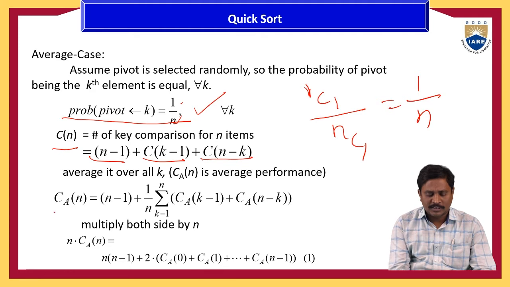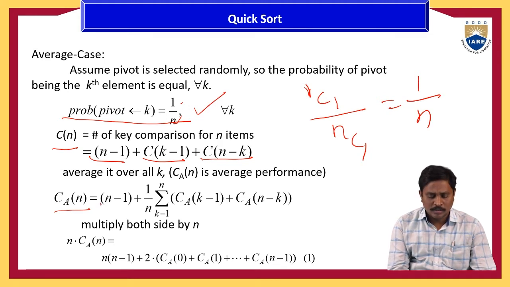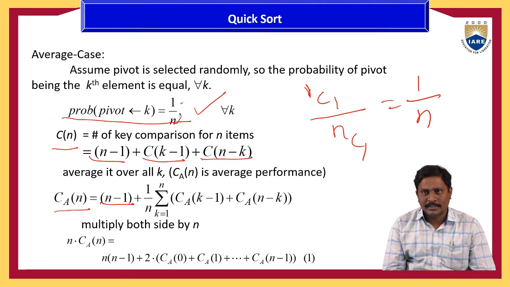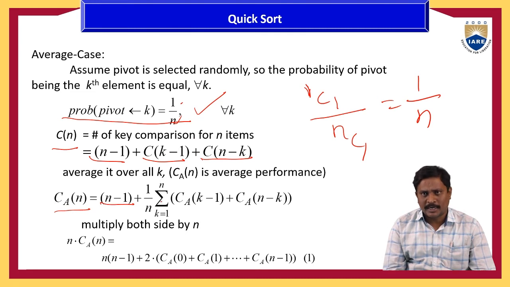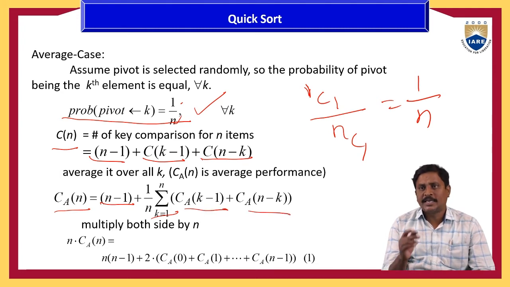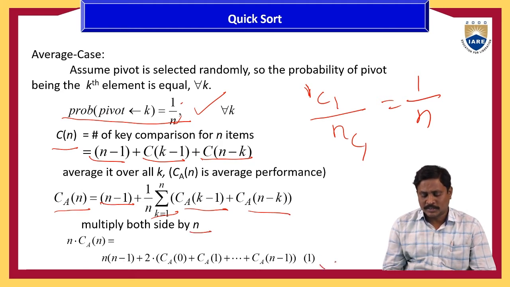Next, CA of n, the average performance, equals n minus 1 plus 1 by n times the sum over k equal to 1 to n of CA of k minus 1 plus CA of n minus k. Now multiplying both sides by n, we get this equation.